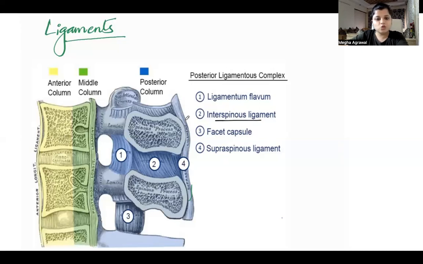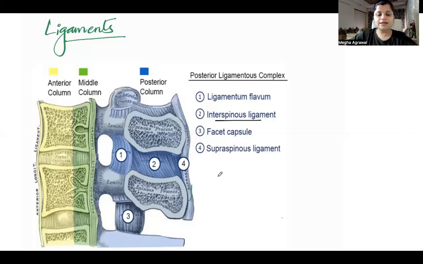So this is the supraspinous ligament, and this is the interspinous ligament. These two ligaments are only in the midline. They do not extend laterally. And this is the ligament which connects the lamina of the upper vertebra to the lower. This is the ligamentum flavum, and this is present in the lateral part also.